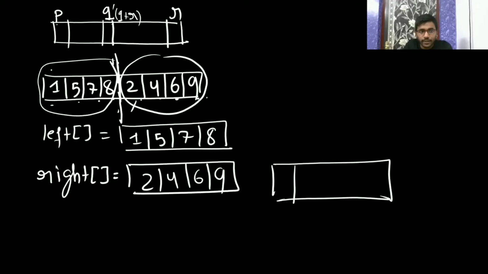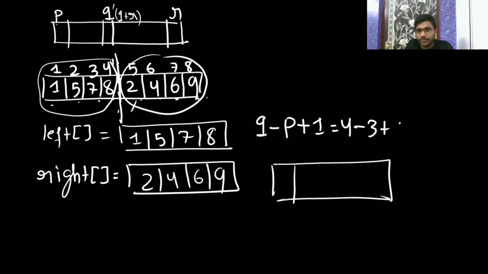See, here I'm starting from index 1, then 5, then 6, then 7, 8. So how many elements do you have in the first half? You subtract q minus p plus 1. Q is your 4, minus p, which is 1, then plus 1. Now you got 4. To find how many elements there are between two positions, you have to include that end element too. That's why you are adding 1.